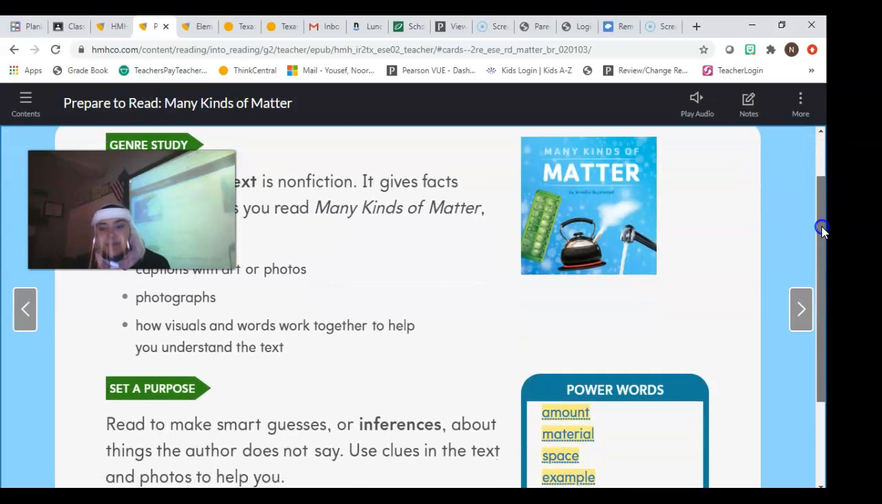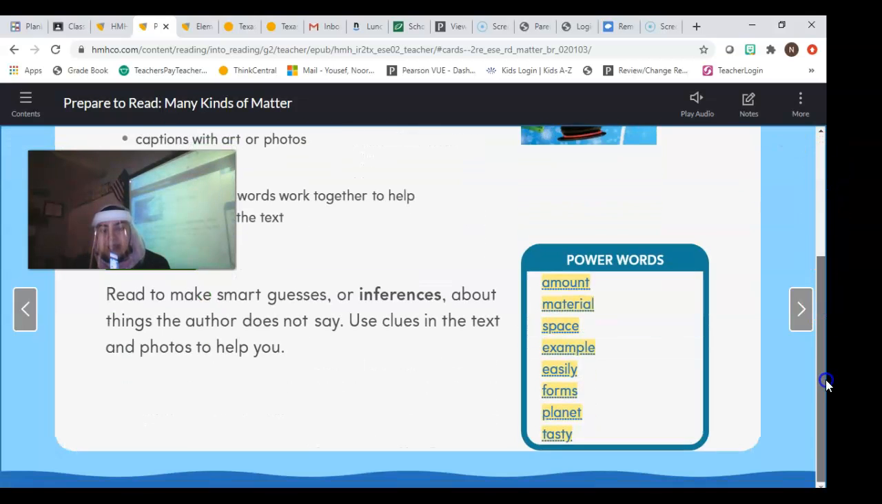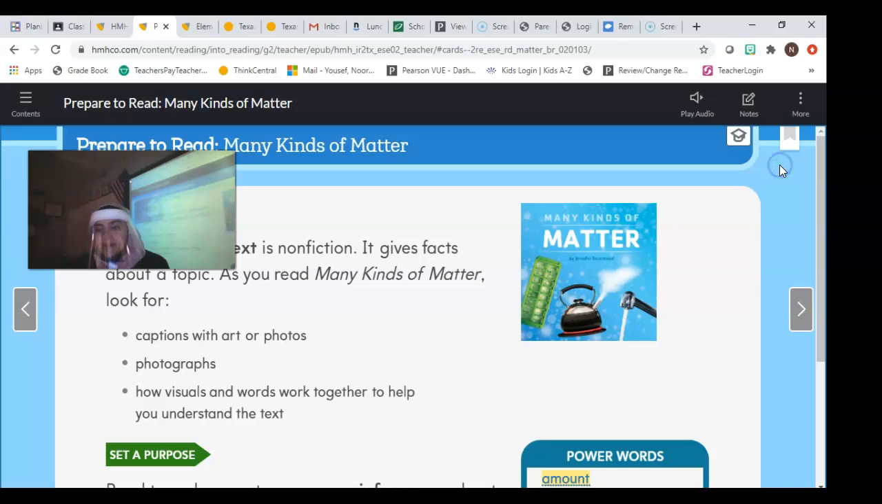Go ahead and open your textbooks up to the story Many Kinds of Matter. Go ahead and take out your HMH books and turn to page 122. Rena, take out your HMH book. Okay, my onliners, I've assigned it to you online, or you can just continue to watch here.